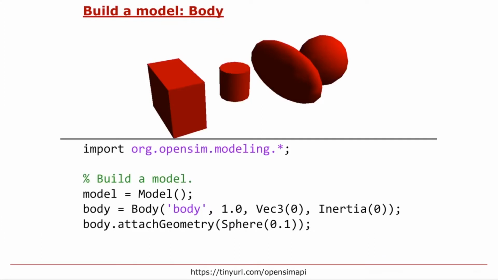In OpenSim, bodies do not come with any visualization. To see the body, we add visual geometry to it. As shown in this image, OpenSim provides boxes, cylinders, ellipsoids, and spheres. You can also use mesh files.